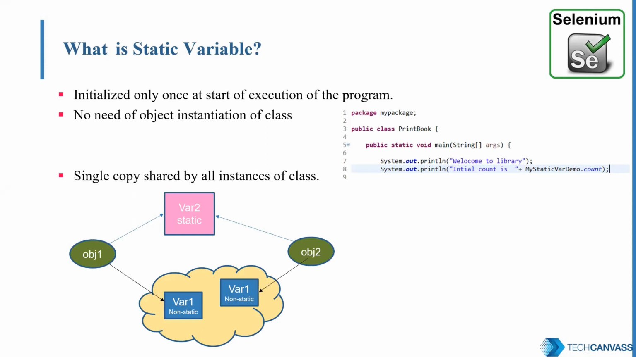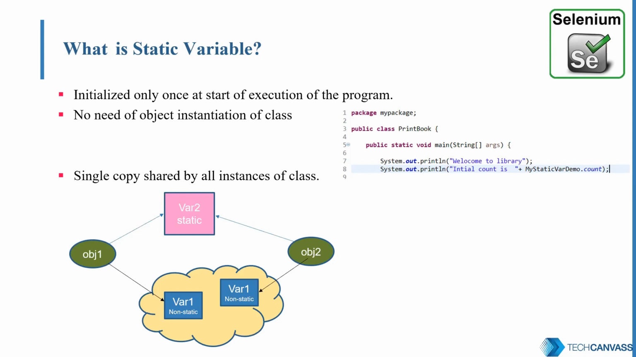First, we'll talk about static variables, also called static members. Static variables are created and initialized when the class is first loaded. By this, we mean either when we refer to the static member or when we create the instance of the class, whichever comes first. A static member can be accessed without creating the instance of a class.